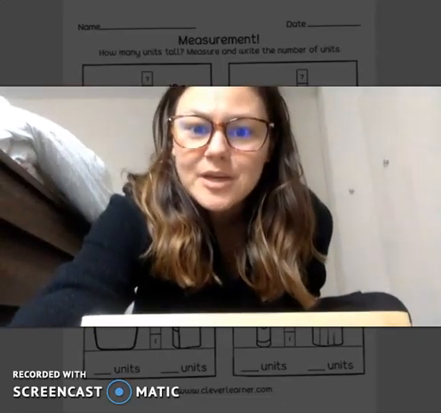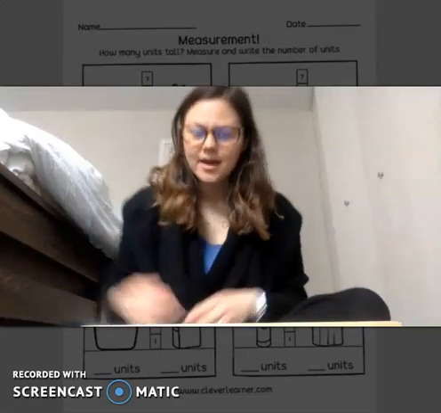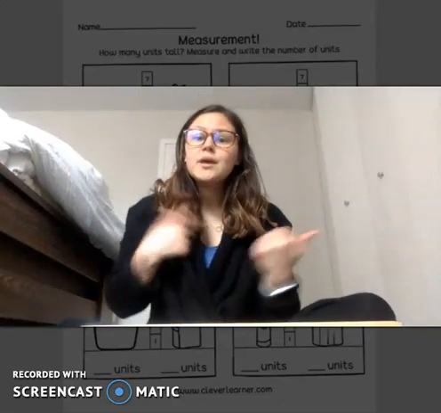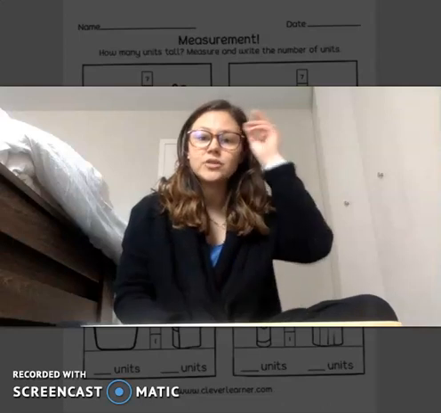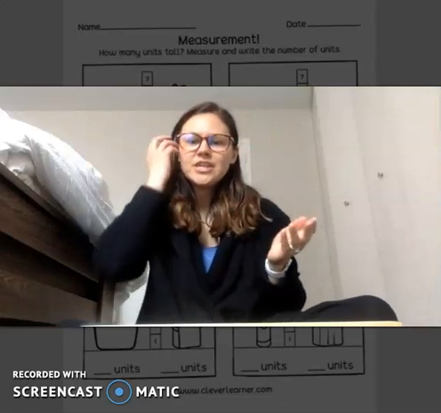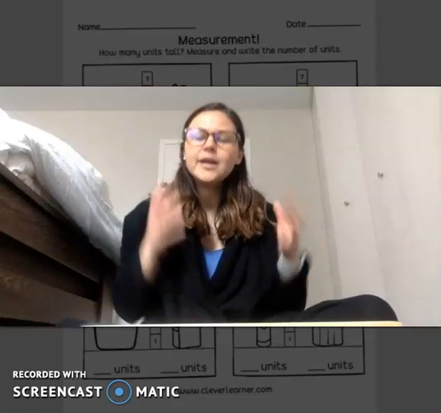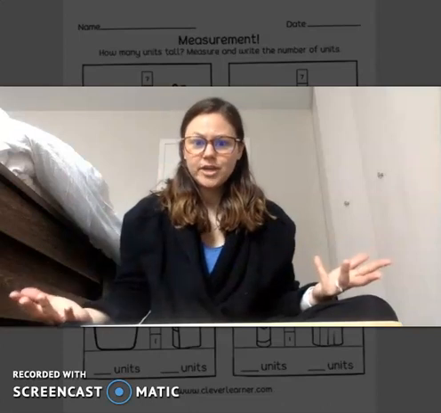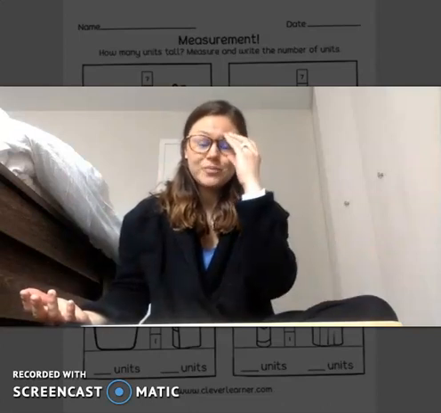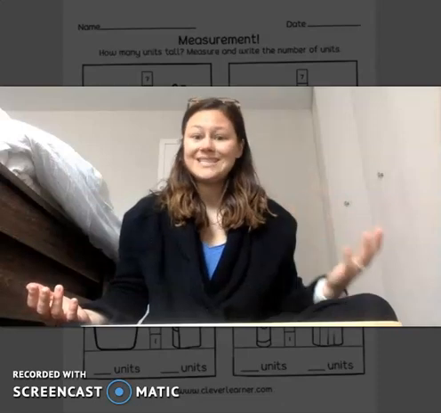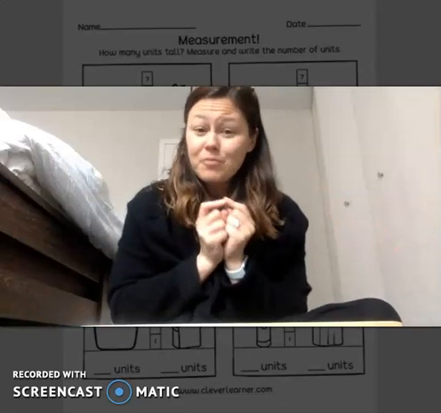Today we are going to be working on non-standard measurement. So Ms. Matthews started this with you yesterday, and she showed you how she lined up the cubes that she had in order to measure the objects that were in her house. So here's what you are going to be doing today. We're going to take it one step further.